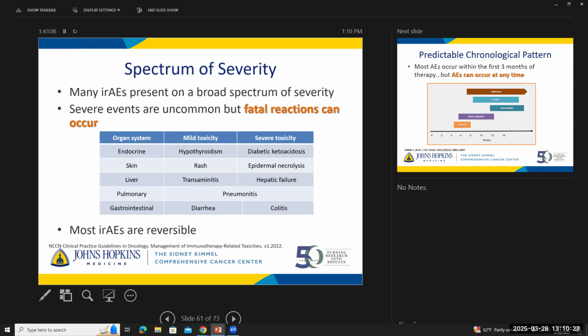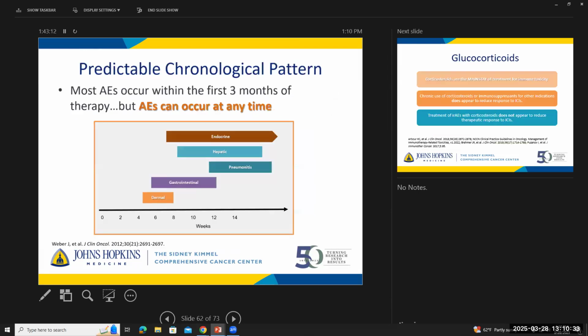The good news is that most immune-related adverse effects are reversible. And again, that's with proper monitoring and intervention in a timely fashion. These side effects typically occur within the first 3 months, but we have to remain vigilant for them because they can occur at any time, and they can even occur after we stop the immunotherapy. Why do you think that is?